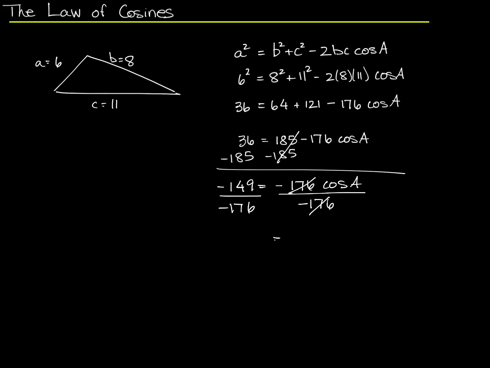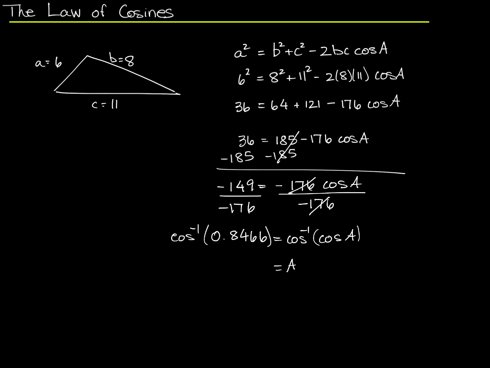Those are gone, leaving me just with the cosine of A. And 149 over 176 is approximately 0.8466. To find the angle A, I need to take the cosine inverse of the cosine of A. So I'll do that to both sides.